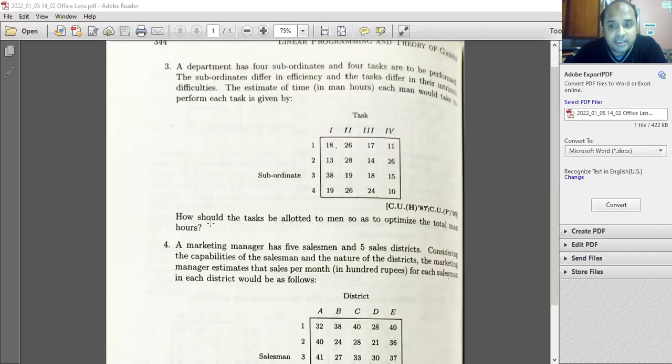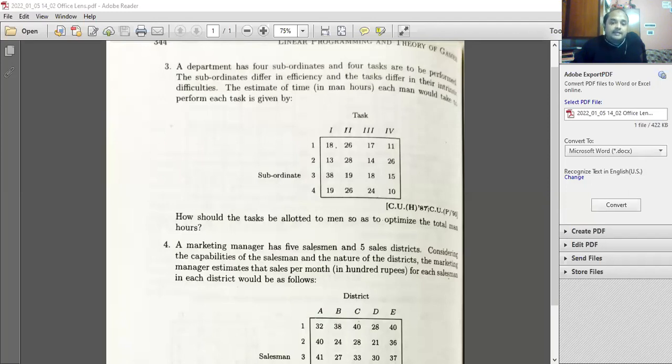What am I supposed to do? How should the tasks be allotted to men so as to optimize the total man hours? Since man hour is a time, will it be a maximization type of problem or a minimization type of problem? Yes, it is a minimization type of problem because time is always supposed to be minimized.